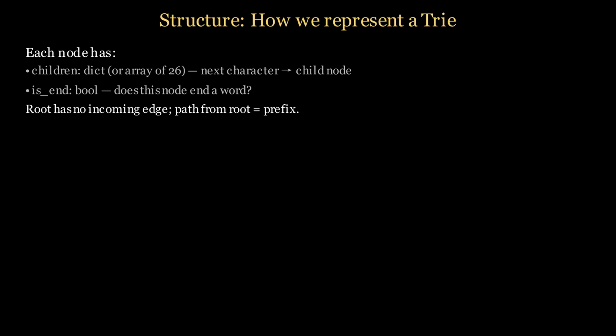Each node stores a mapping from character to child node, and a boolean indicating whether this node marks the end of a word. The root has no incoming edge, the path from the root spells the prefix.